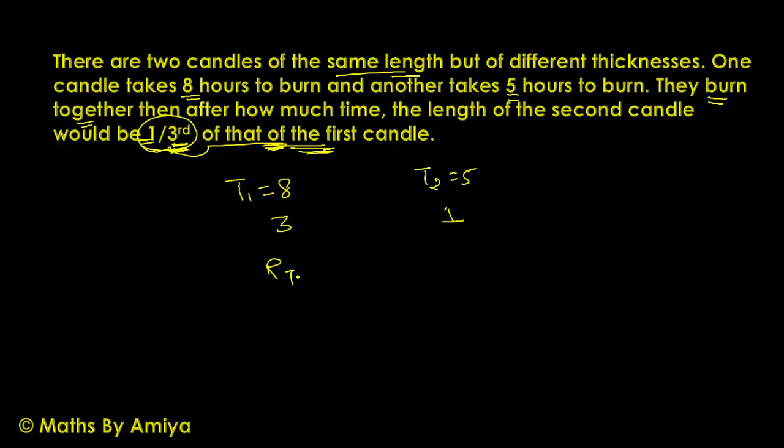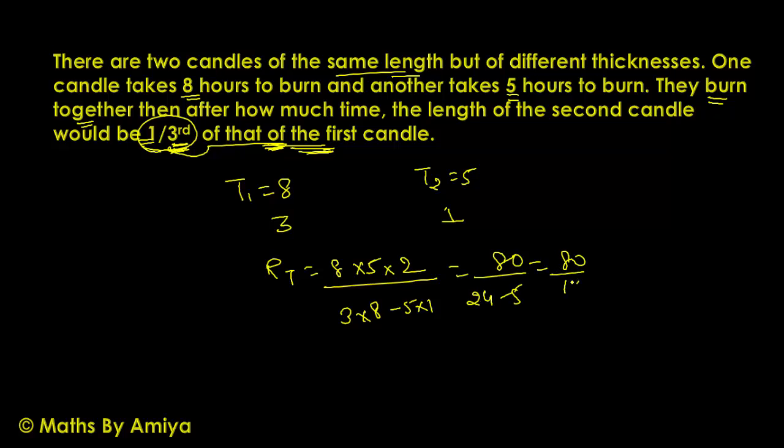And what is the required time? It is again 8 into 5, T1 into T2, and the gap of these fractions is 1 upon (3 into 8 minus 5 into 1). That is 40 divided by 24 minus 5, which is 40 by 19, and this is in hours. I hope this is clear to you.